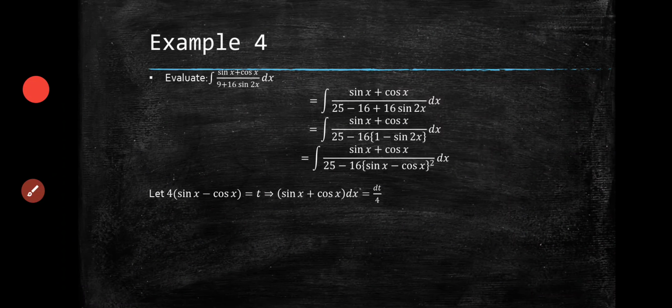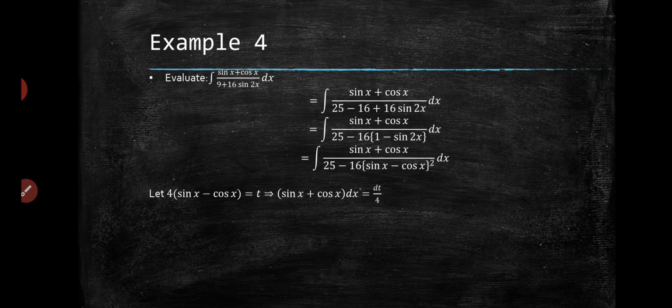So from here, what to do? Let me take 4 sin x minus cos x. Why 4 sin x minus cos x? Because I have 16 sin x minus cos x whole square, so it is 4 into sin x minus cos x whole square. So let me take 4 sin x minus cos x as t. Then sin x plus cos x dx will become dt by 4, right?